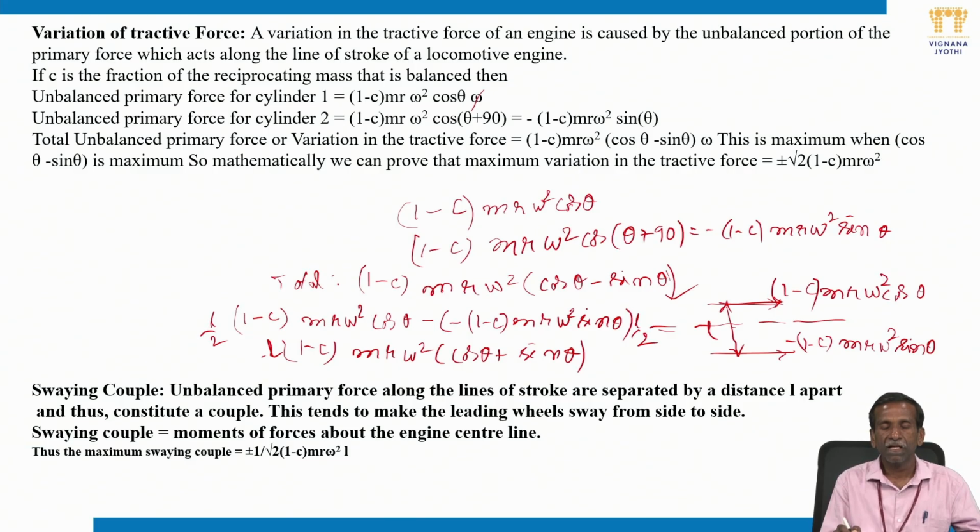It is very clear. The tractive effect is plus or minus root 2 (1 minus C) m r omega square, and the swaying couple is plus or minus 1 by root 2 (1 minus C) m r omega square L. This is the couple, and that is the force.